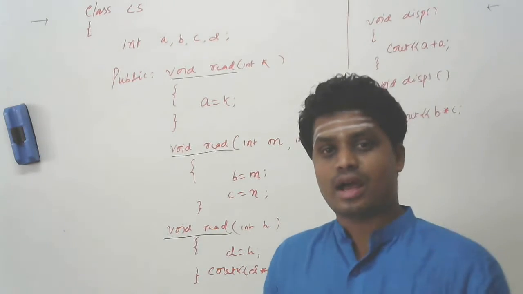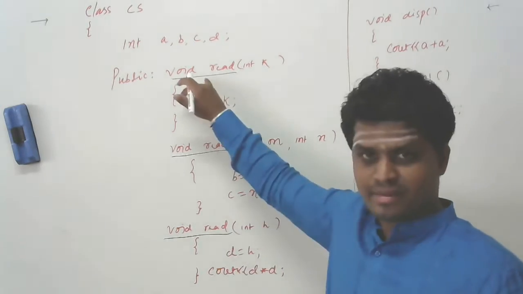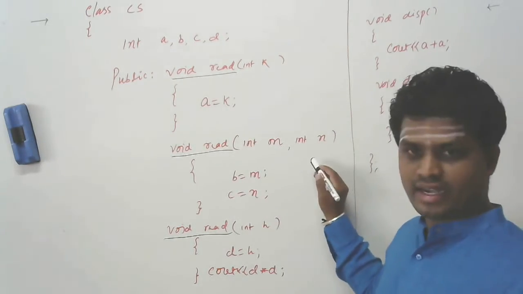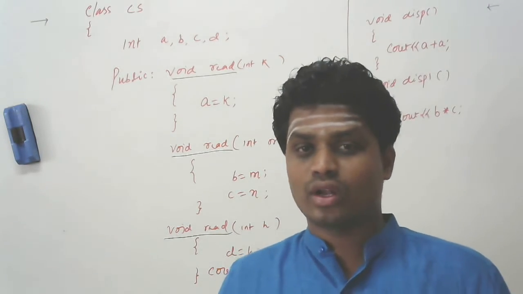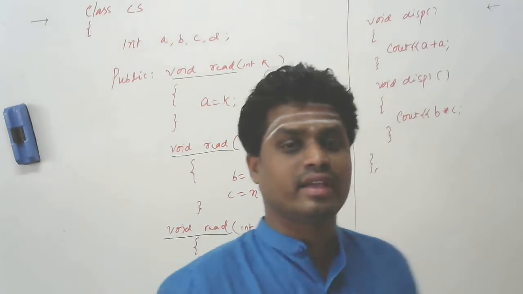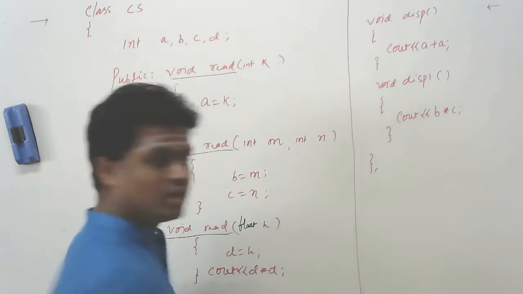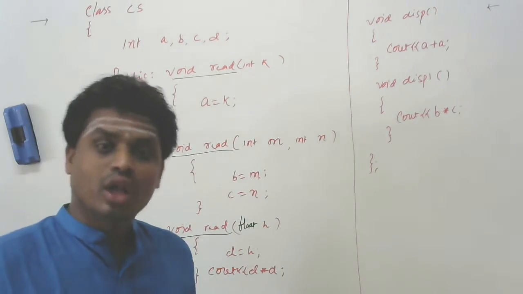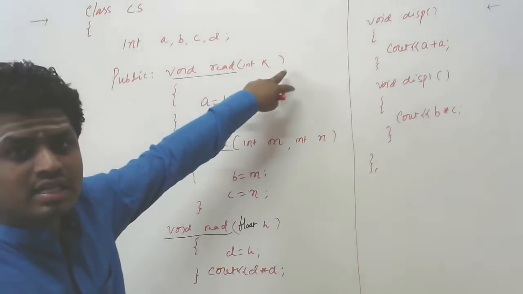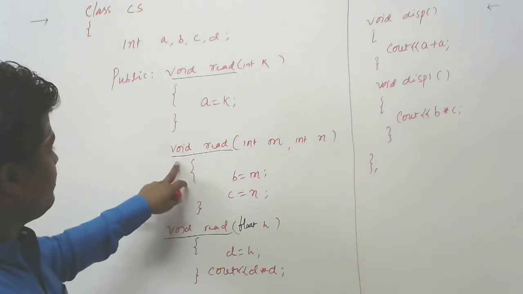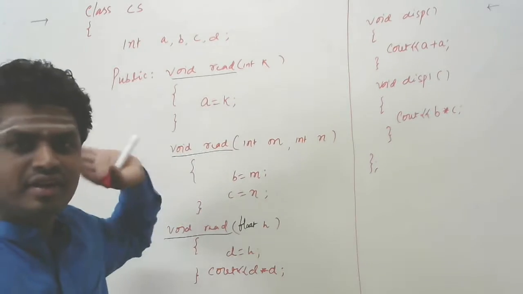When in your program you have 2 or more functions with the same name, the arguments must be different, then the program is called function overloading. When two or more functions have the same name but different number or type of arguments, it is called function overloading. See, void read with argument k, of what type? Integer. Second, we have void read with 2 different arguments, so the size is different, no problem.